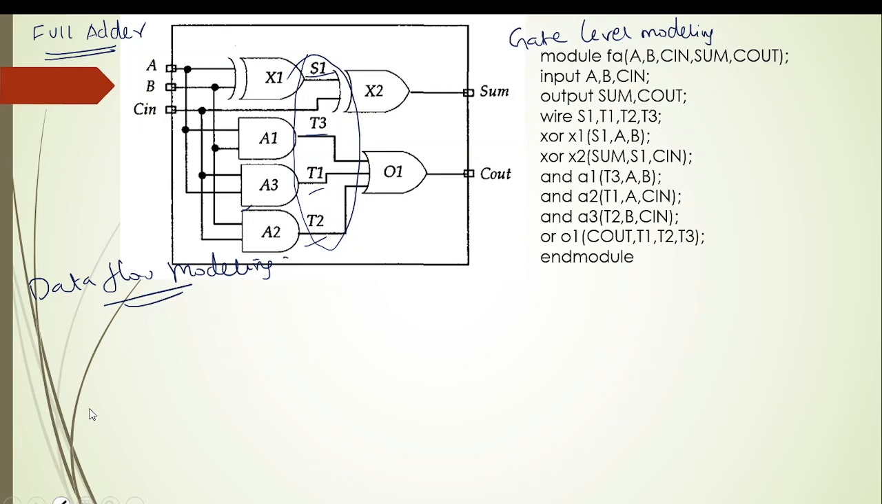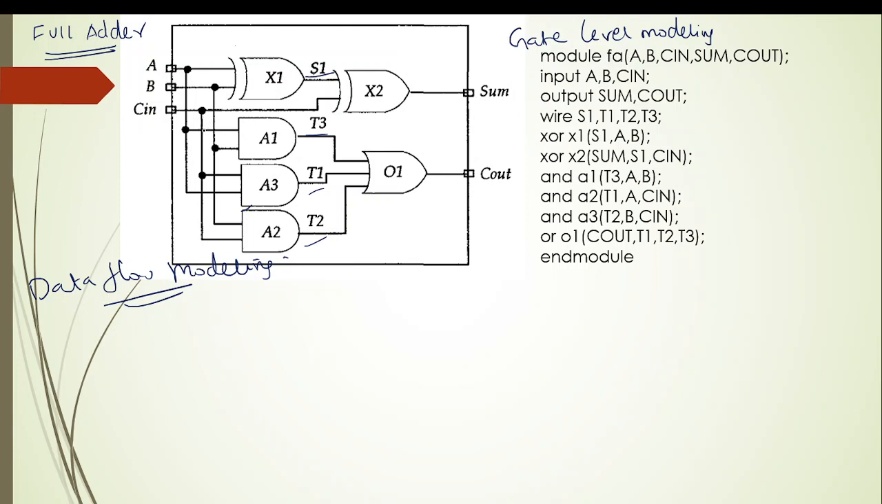First of all, I'll tell you how to write the program in data flow modeling. I can write it in 2 steps. In only 2 lines I can complete the code in the case of data flow modeling. Later I will discuss how to write the program using gate level modeling. So the first thing is data flow modeling.